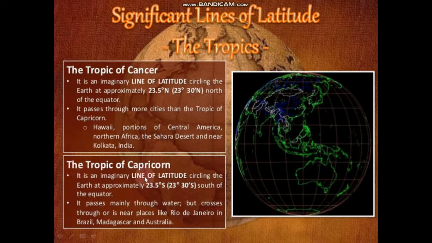Now, Tropic of Capricorn. It is also an imaginary line of latitude circling the earth at approximately 23.5 degrees south of the equator. It passes mainly through water but crosses through or is near places like Rio de Janeiro in Brazil and Madagascar and Australia.